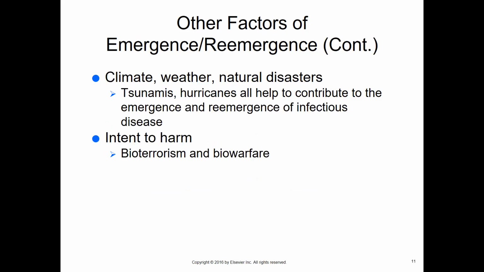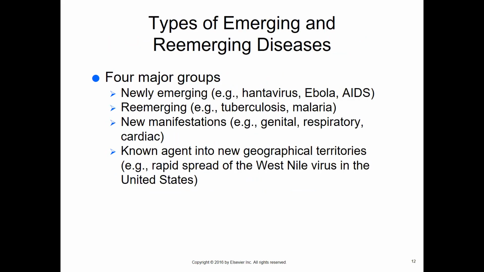There are 4 major types of emerging and reemerging diseases. We have new emerging diseases that previously have not been known, like hantavirus, Ebola, and AIDS. We have reemerging diseases like TB and malaria. We have new manifestations of disease agents, like genital, respiratory, and cardiac manifestations of chlamydia. And then introduction of known agents into new geographic territories, such as the rapid spread of West Nile virus and Zika virus in the US.